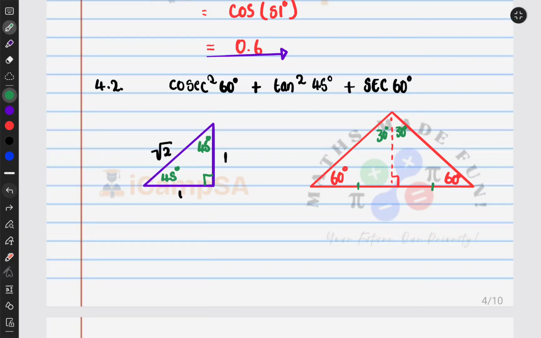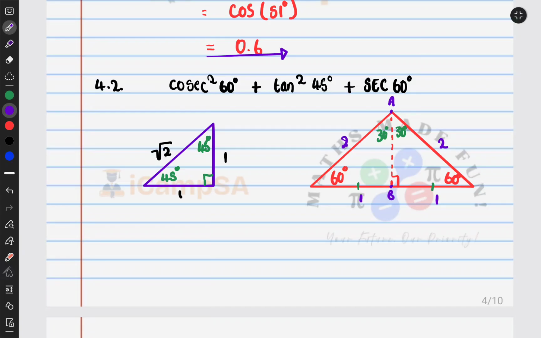This equilateral triangle has all sides equal to 2 units. So we have 2 units here. Let's use a different color. We have 2 units, and then also the base, but we're going to split it. Since it's already bisected, we split the base into 1 unit and 1 unit. 1 plus 1 is 2. Let's call this middle line AB.